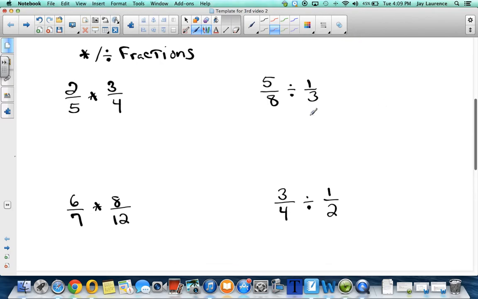All right, multiplying fractions is easier because you don't need a common denominator. You can just multiply. Right here in this problem, I'm just going to multiply 2 times 3 and 5 times 4. And I'm going to get 6/20. Okay? Now, I have to simplify the 6/20. I see that 6 can be thought of as 3 times 2, and 20 can be thought of as 10 times 2.